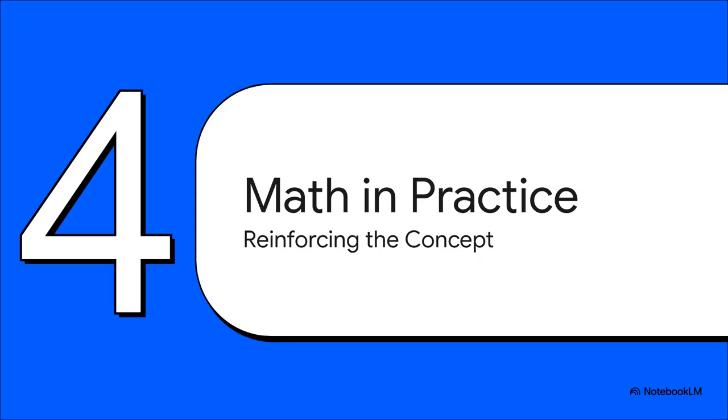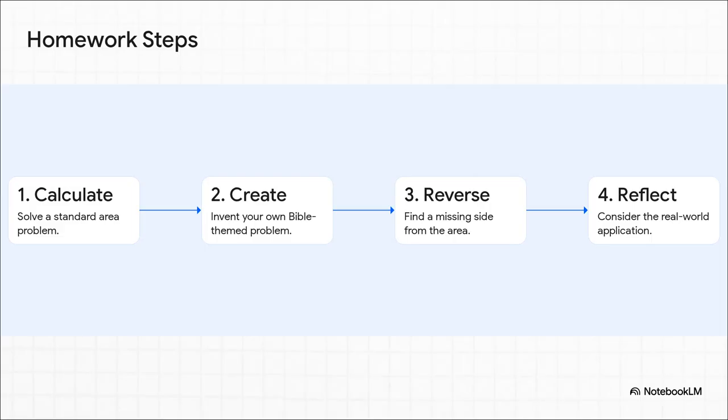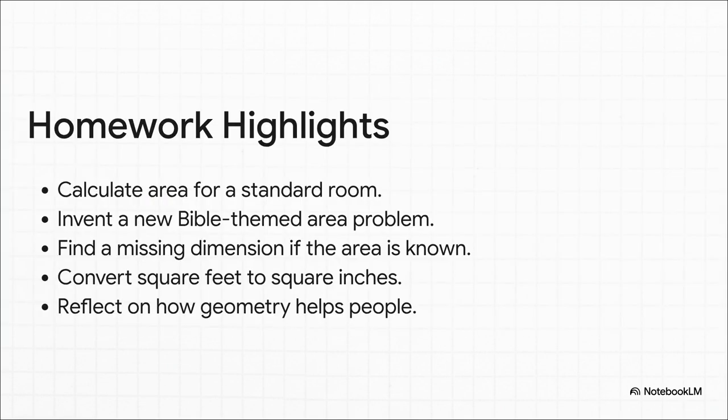But the lesson doesn't just stop with a big philosophical idea. It makes sure students really get their hands dirty and apply the concept, thanks to a pretty smart homework assignment. The homework is basically a 4-step process to make sure they really get it. It starts with a simple calculation, but then they have to get creative. After that, they have to work backwards on a problem, and finally, they have to step back and reflect on how it all applies to the real world. And if you look at the details here, you can really see how deep this assignment goes. Students go from a basic calculation for, say, a storage room, to inventing their own Bible-themed area problem. They're also asked to find a missing side if they're given the area, convert between units, and then reflect on why geometry is even useful at all.